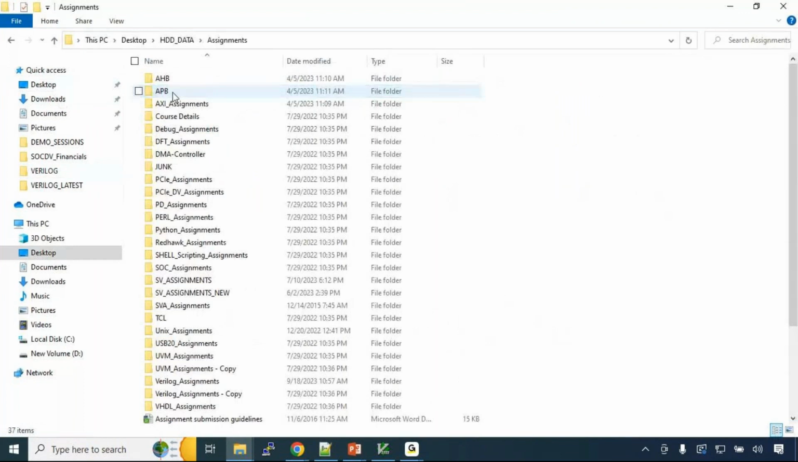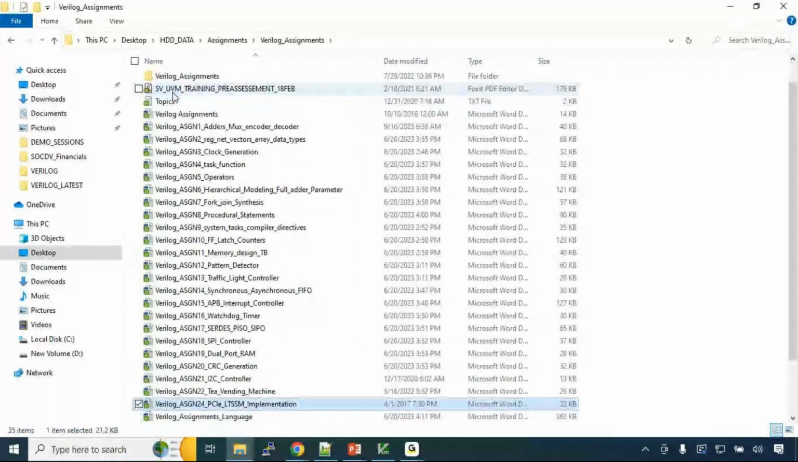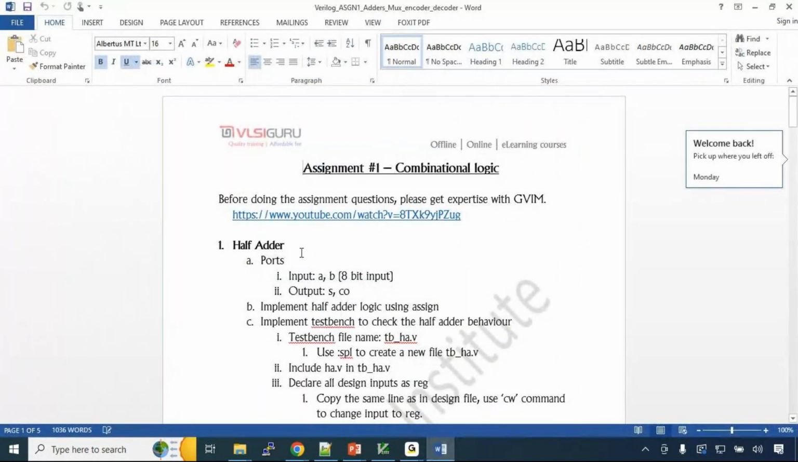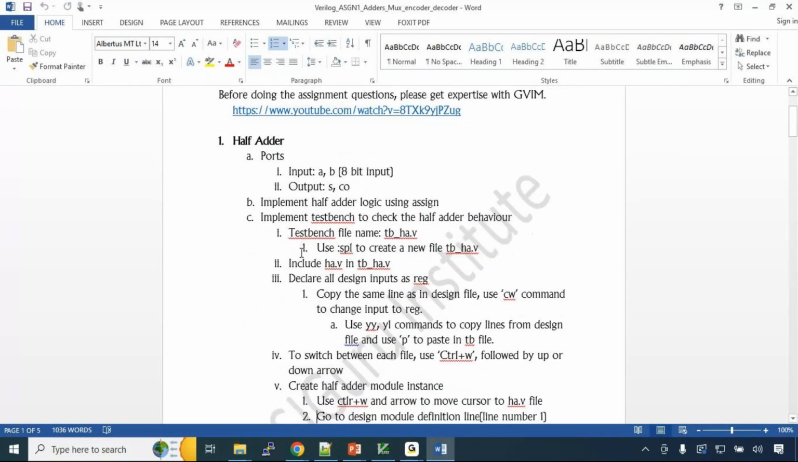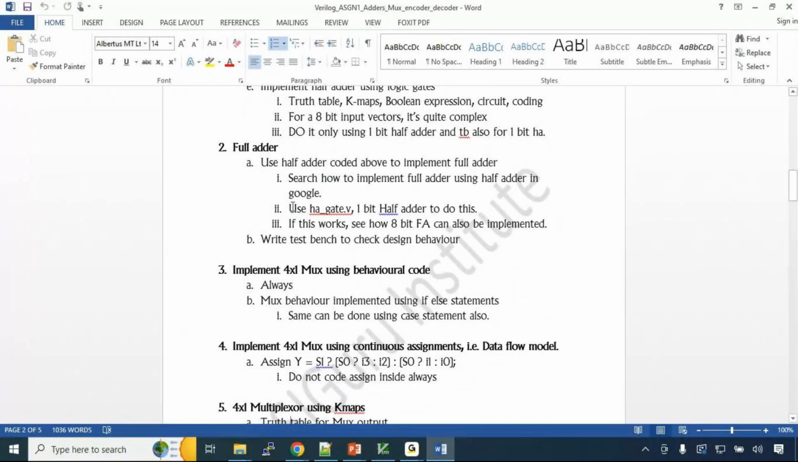Go to digital design, or any topic for that matter. Let's say Verilog. There will be a lot of assignments. Each assignment is very detailed. It explains everything. Just to help you do half adder, there will be very detailed guidelines because you are doing it for the first time, right? We give you detailed instruction. For remaining things, we give you the top level overview, what to do.